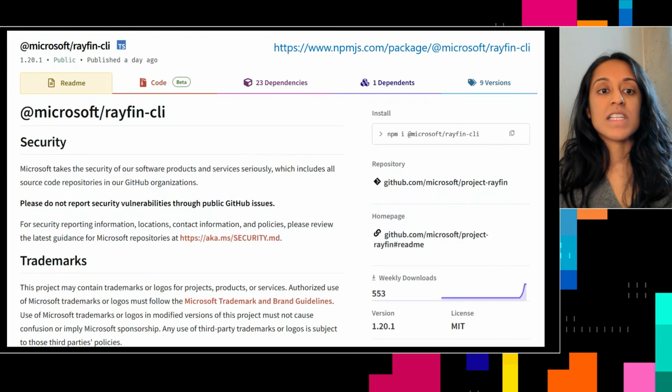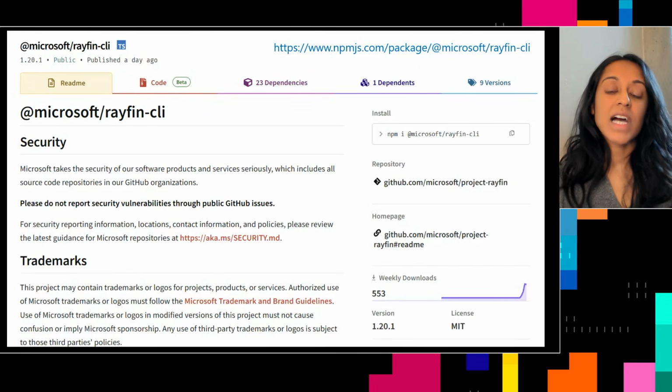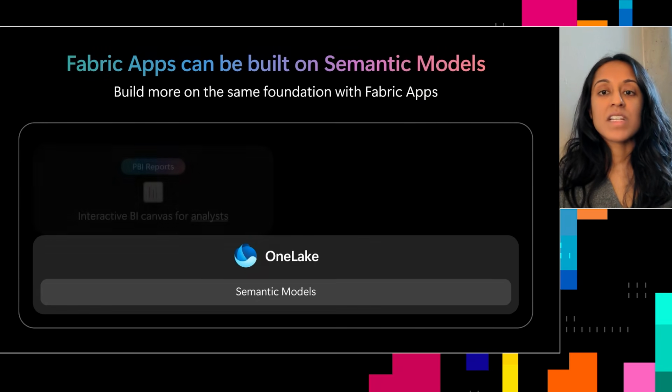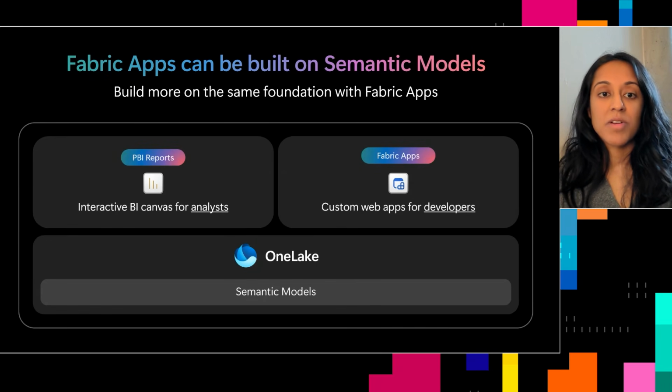So Rayfin is the project name, which allows for a CLI-based experience. So not only is this developer-friendly, but it's very AI-friendly too. Here you see an example from our NPM package, which you can connect to your CLI experiences in order to have your coding agent of choice be able to build end-to-end apps that are all backed in Fabric. Now, how does this relate to Power BI or semantic models?